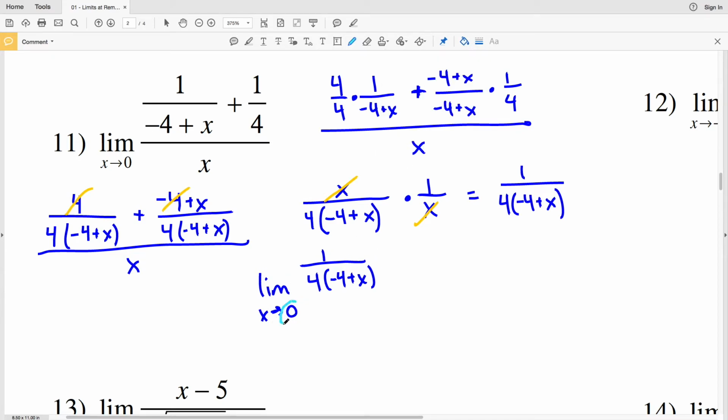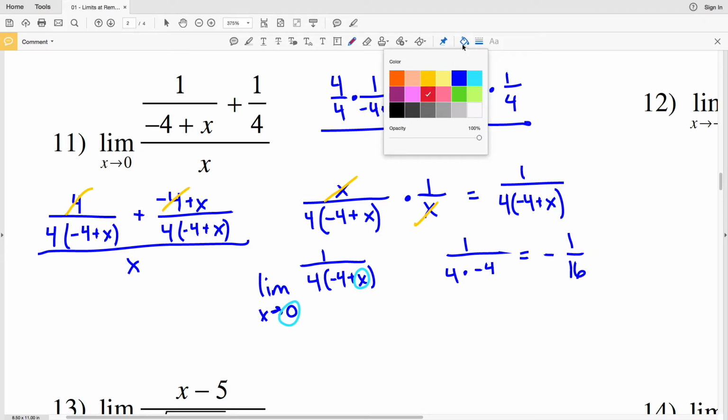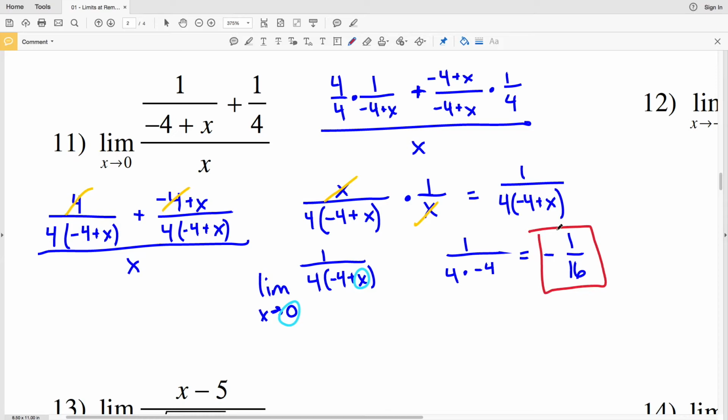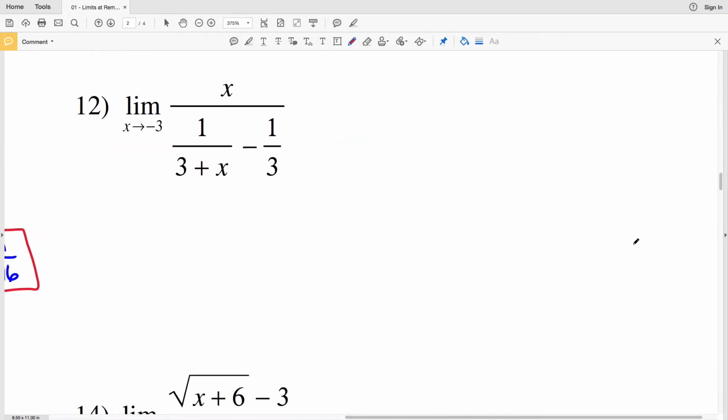But now, when I plug 0 into the denominator, I can actually solve. So that's going to give me 1 over 4 times negative 4, because when I enter in 0, negative 4 plus 0 is negative 4, and 1 over 4 times negative 4 is 1 over negative 16, or negative 1/16. That is my solution for number 11. Now on to number 12.